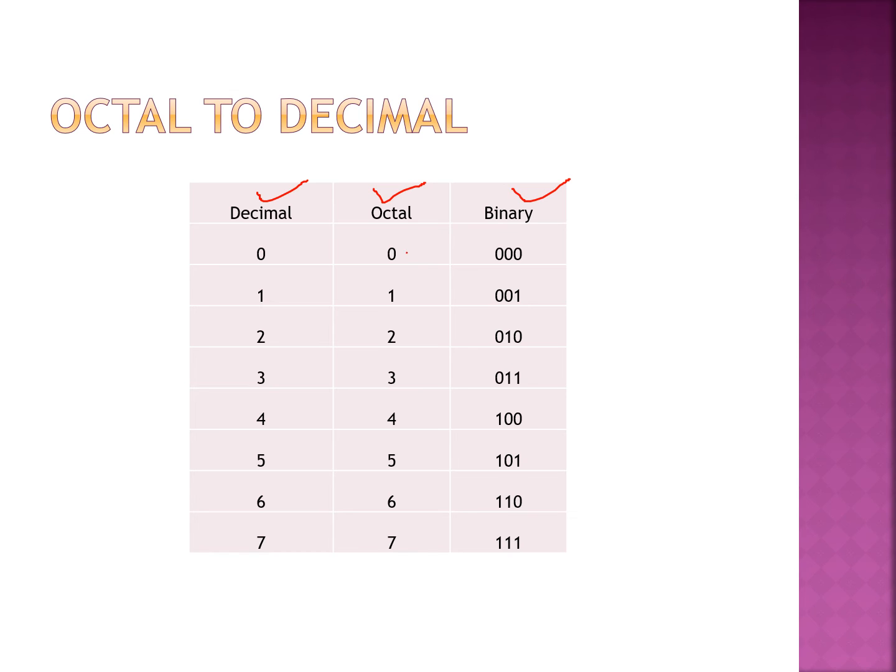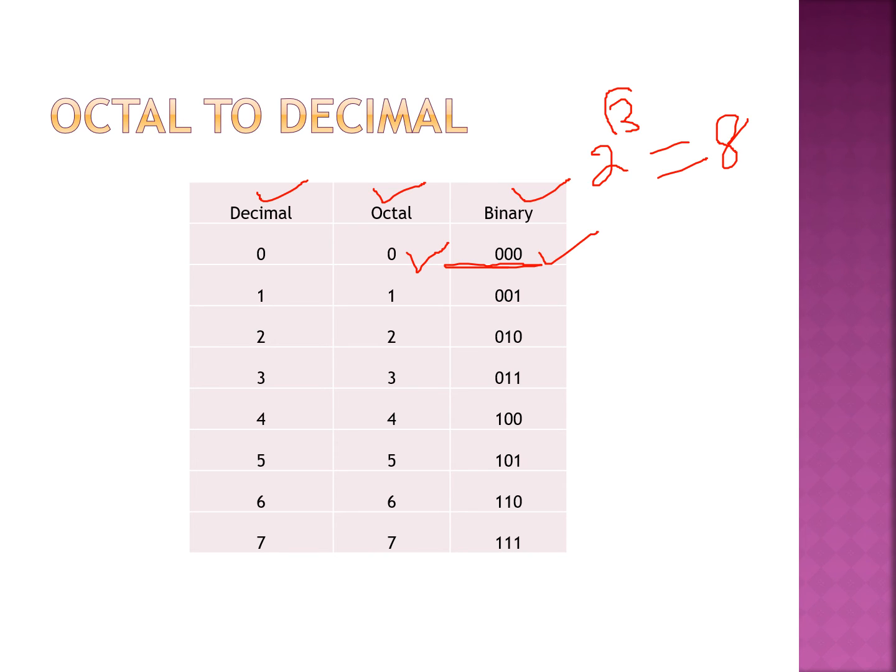So 0 can be written as 000. Here we are taking a combination of 3 bits. Why 3 bits? Because you know that 2 raised to the power 3 is equal to 8.